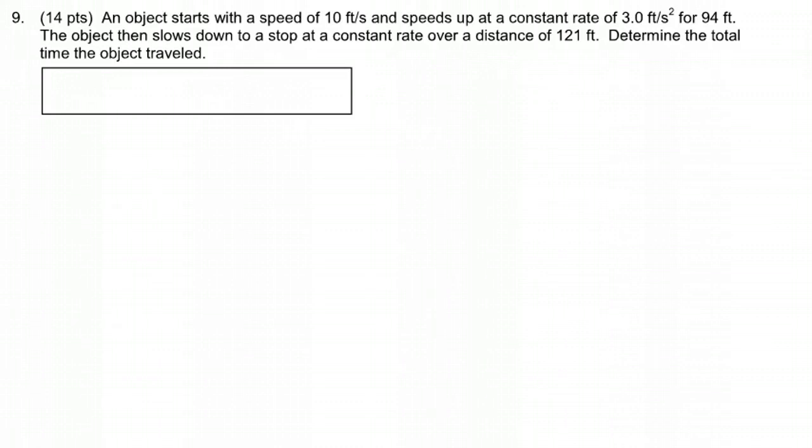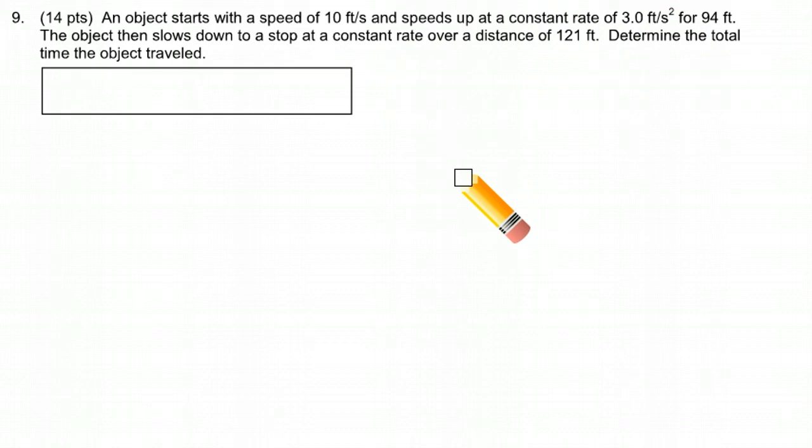Number 9, last problem. Read through it quickly. Object starts with a speed of 10 feet per second, speeds up at a constant rate. Okay, so there's an initial velocity, constant acceleration, and a distance. The object then slows down to a stop at a constant rate over a distance of 121 feet. So hopefully this reminds you, we want to determine the total time traveled.